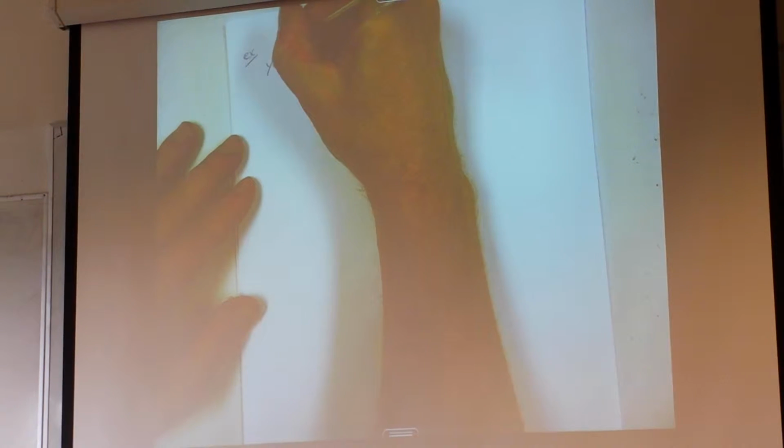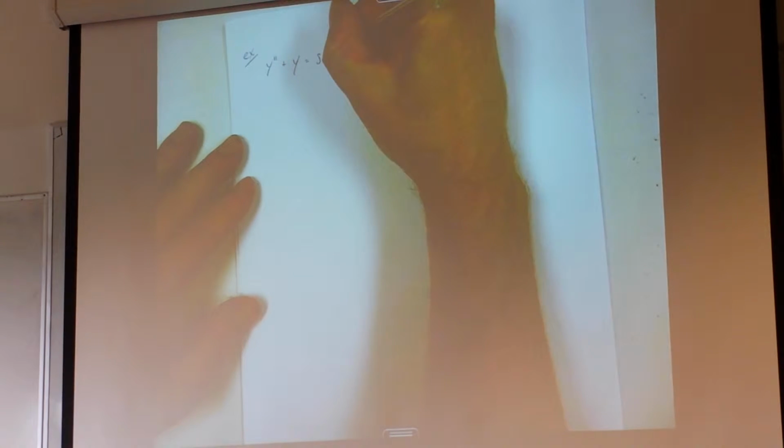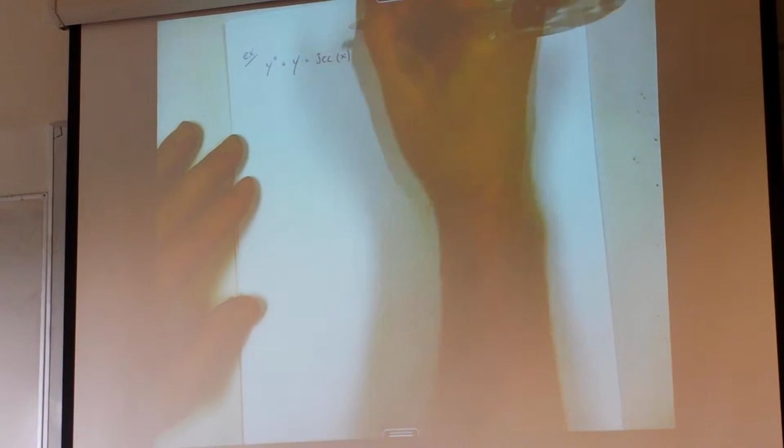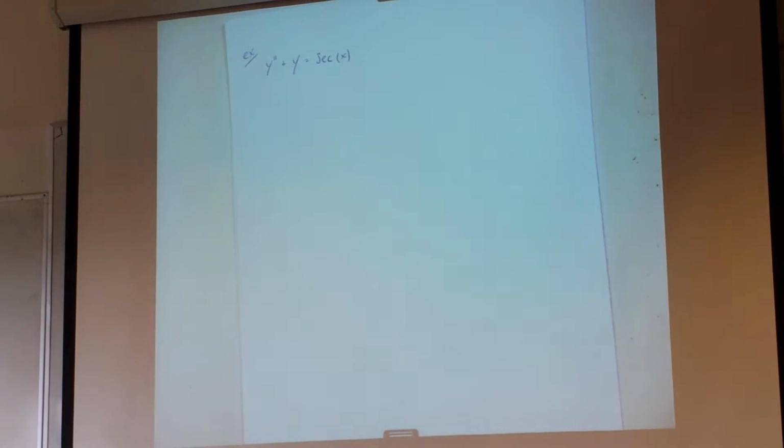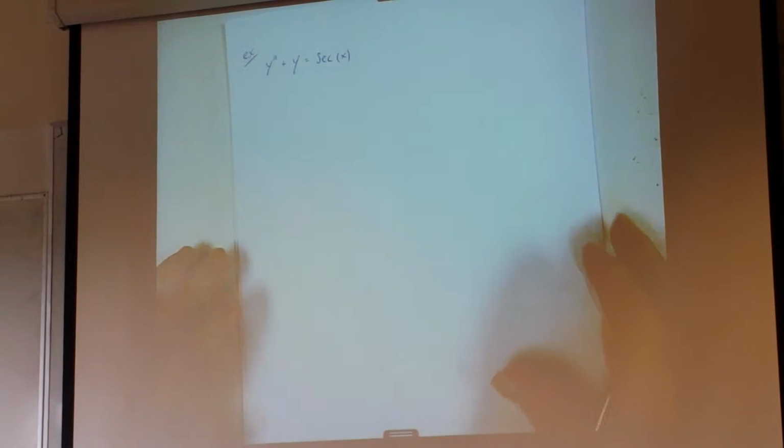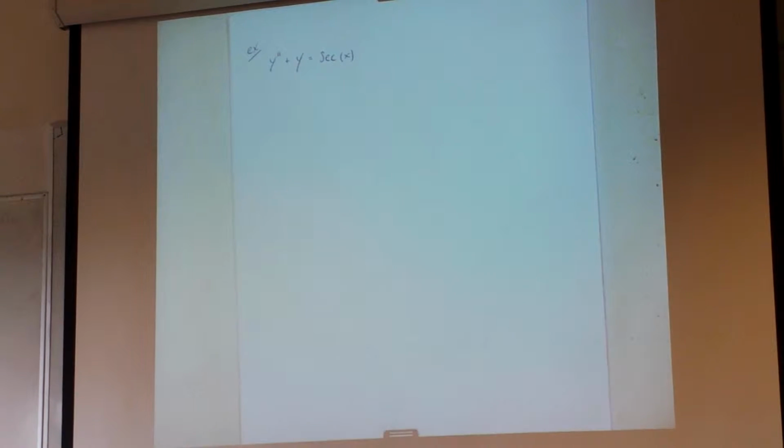Say we got a second order equation, y double prime plus y equals secant x. And that's another one whose derivatives just never stop going. They're different every time. They don't repeat. So we wouldn't use undetermined coefficients in there.